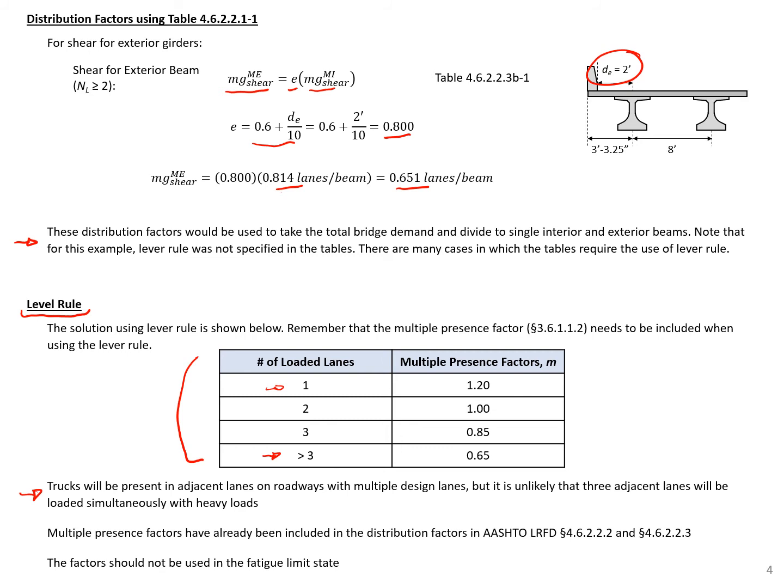Some other notes. So multiple presence factors are already included in the distribution factors. And remember that the factors should not be used in the fatigue limit state. So in the fatigue limit state, you would need to divide the distribution factors by the multiple presence factor, or you don't take your lever rule result times the multiple presence factor.